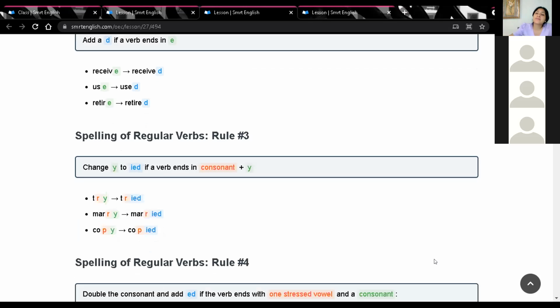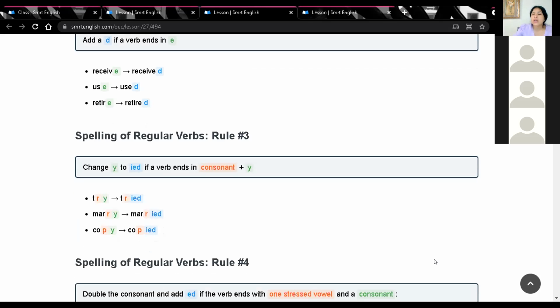Spelling of regular verbs number 3. Change the Y to IED if a verb ends in a consonant and Y. For example, try. If we have consonant and Y, what am I going to do? I'm going to change the Y for an I and add ED.